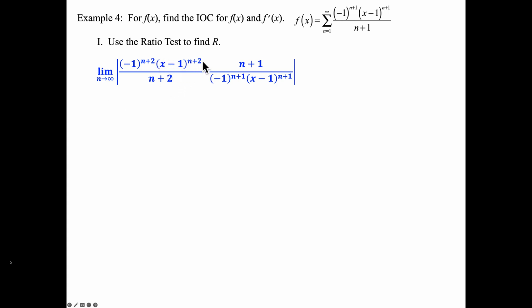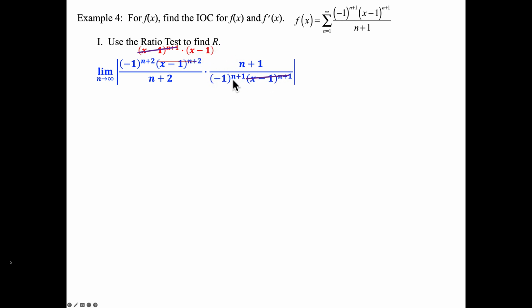Let's break down the (x minus 1) to the n plus 2 as (x minus 1) to the n plus 1. We're going to take out one of those bases. That way (x minus 1) to the n plus 1 can cancel with this (x minus 1) to the n plus 1, leaving you just with an x minus 1 on the top.